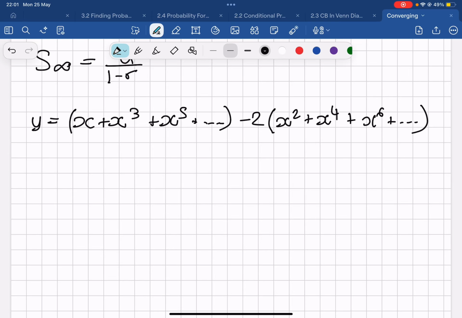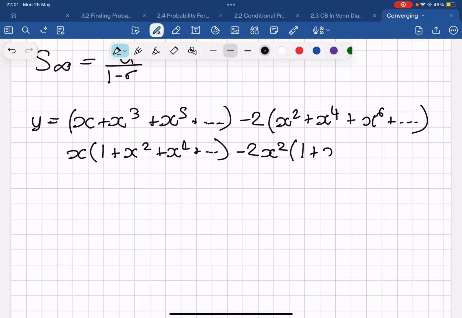So how do we factorize it? How do we make these look similar? Well, we can just keep this the same. We can even take out an x. x times 1 plus x squared plus x to the 4 plus minus 2. Here we can take out x squared. Then we have 1 plus x squared plus x to the 4, so on and so forth.